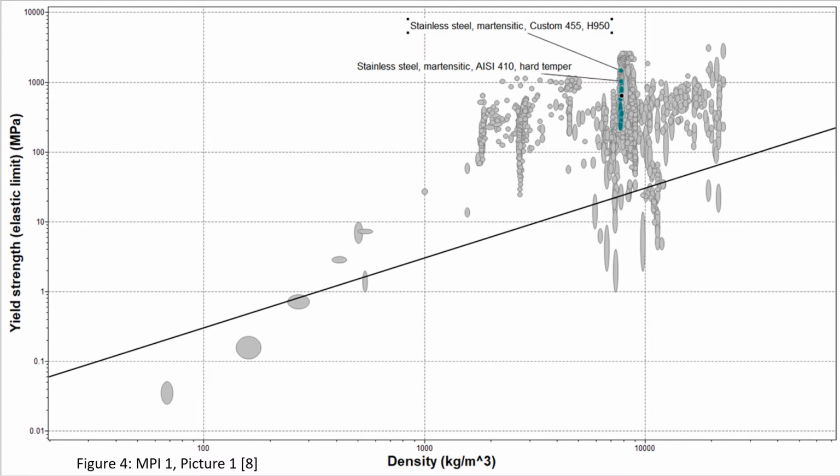Taking log of the previous MPI equation and plotting it on the log-log graph of density versus yield stress gives a line. All materials above this line are satisfactory. All groups shown in turquoise are stainless steels, and only materials that meet the general limits on the previous slide are colored. The rest are grayed out. Considering the logarithmic behavior of the plot, the slope of the MPI is the inverse of the exponent in the MPI, which in this case is 1.